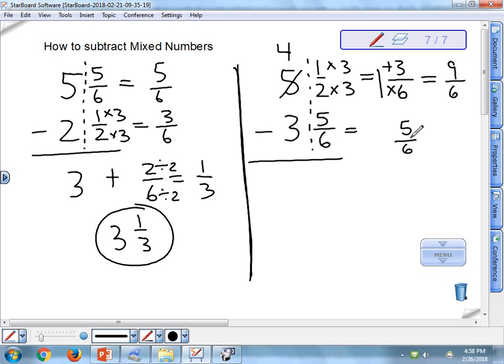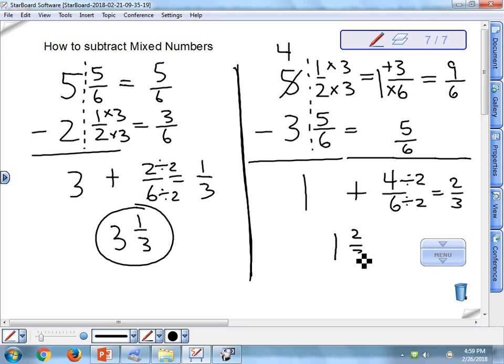9 minus 5 is 4. So I get 4/6 here. Coming over to the whole numbers, 4 minus 3 is 1. Notice that 4/6 can be reduced, so we do so. I'm going to divide the numerator and denominator by 2. I get 2/3. Remember, this is 1 plus that, and 1 plus 2/3 is going to be 1 2/3 as my answer.